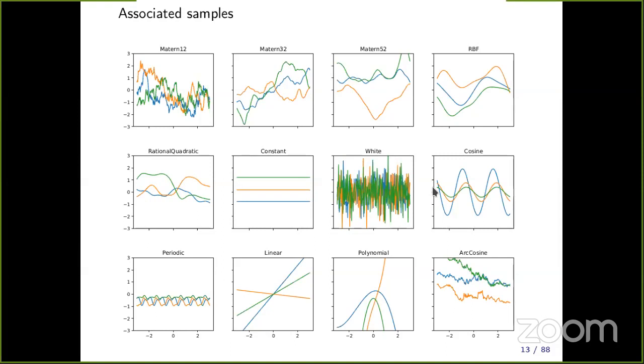So the Gaussian process model has a lot of flexibility because, by choosing the mean function and by choosing the covariance function, we can choose very different behavior for the model. I'll detail that later on.